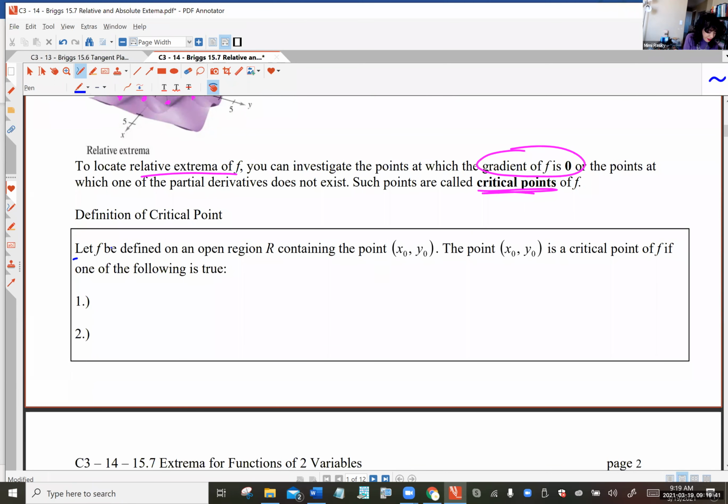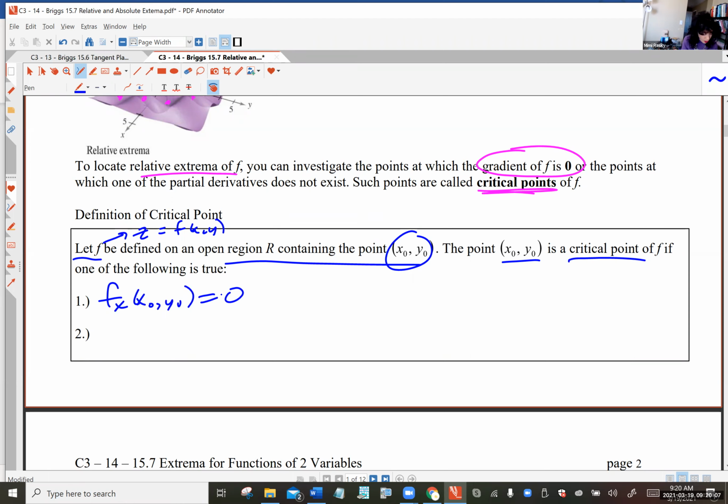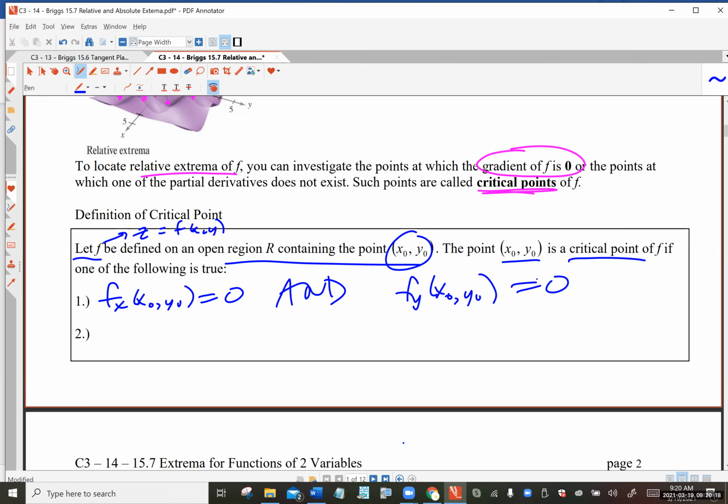So let's say you have a function f of two variables here, and you've got some open region R, similar to an open interval in Calc 1, containing this point (x naught, y naught). This point is considered a critical point if one of the following is true. The first partial of f with respect to x is equal to 0 at that point, and when you evaluate the first partial with respect to y at that point, you also get it equal to 0. So the partials are simultaneously equal to 0. Not one or the other, but both.